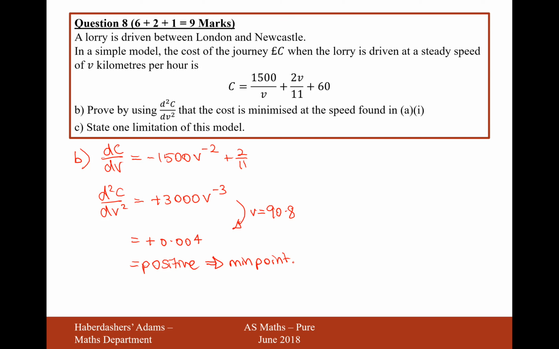Okay, so state one limitation of this model. So it could be something like other costs could be involved. What happens if there's a traffic jam? Lots of different things. So think of other variables that might be included that would affect the cost. So price of petrol, maybe if the price of petrol changes, then the cost of the journey is going to change as well, for example.